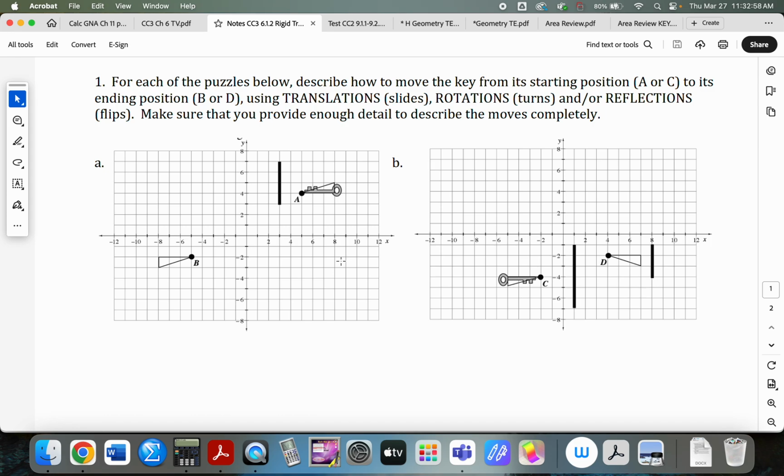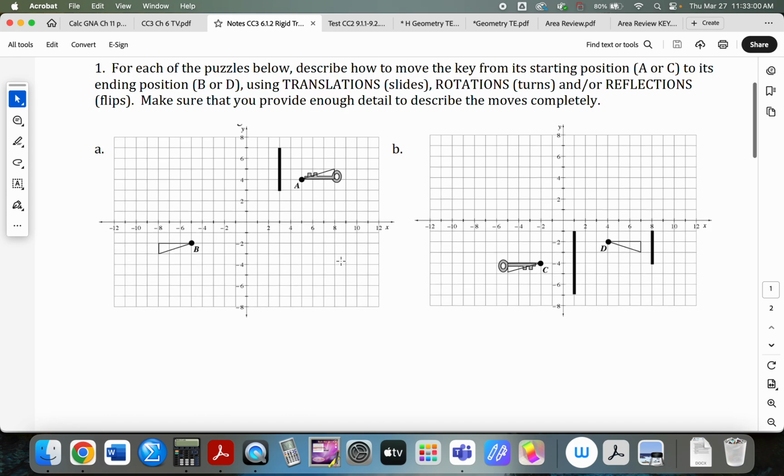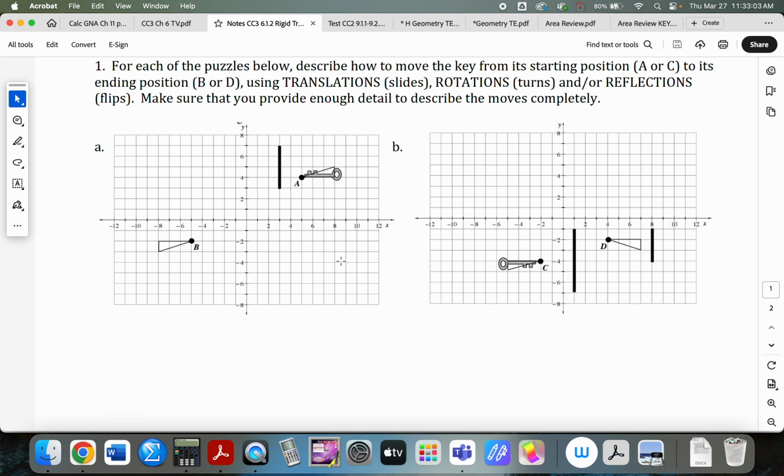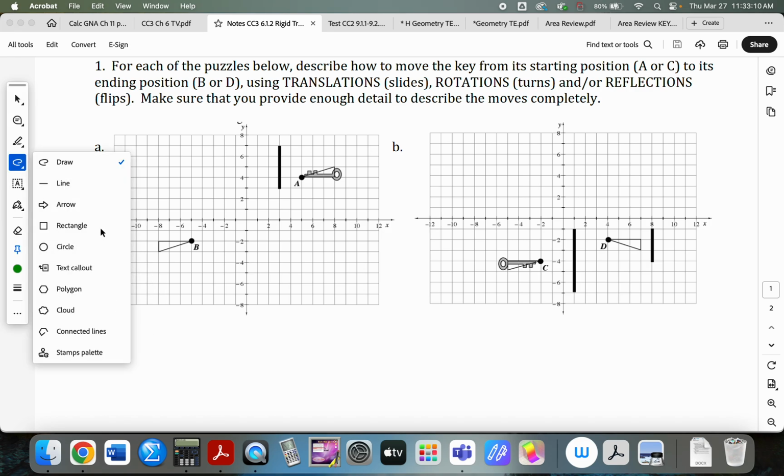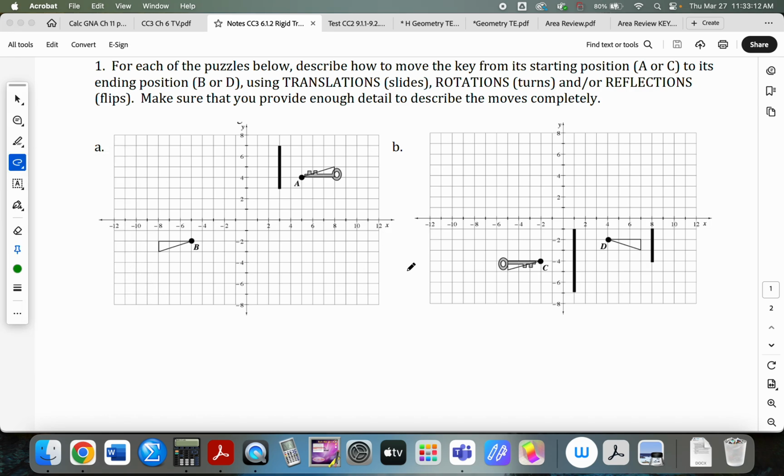I'll take a volunteer to give me your steps in doing this one. If I don't get a volunteer, I'll randomly choose somebody. Yes, Christian. You can flip it over y equals 1. Wait a minute. Flip what? I'm sorry, like A. Flip it down. So flip it over y equals 1? Yeah. Okay.